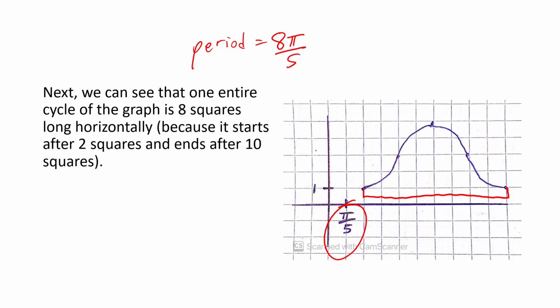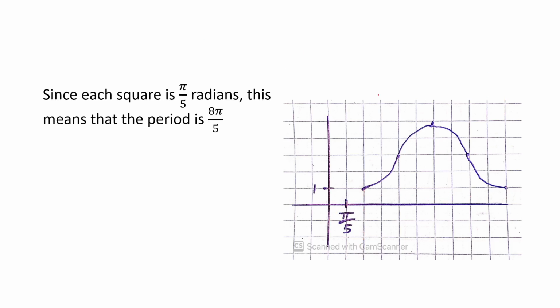Now, sometimes students make the mistake of saying the period is 10 because they count from the y-axis to the end of the first cycle. But that's not actually the way to do it, because this part isn't actually part of the cycle. The cycle is starting 2 squares to the right of the y-axis and ending 10 squares to the right of the y-axis. So it's this horizontal distance that we're looking at, which is 8 squares. Okay, so the period's 8 pi over 5.